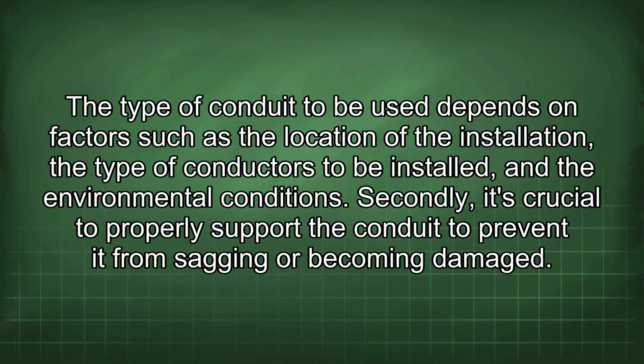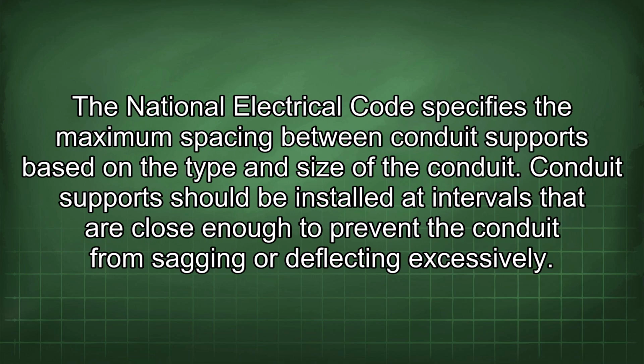Secondly, it's crucial to properly support the conduit to prevent it from sagging or becoming damaged. The National Electrical Code specifies the maximum spacing between conduit supports based on the type and size of the conduit. Conduit support should be installed at intervals that are close enough to prevent the conduit from sagging or deflecting excessively.